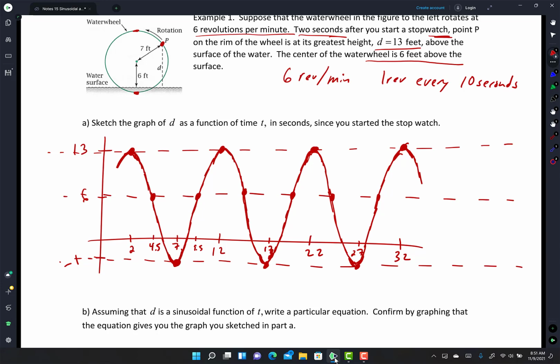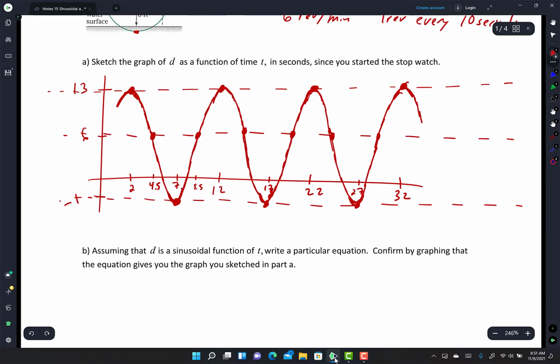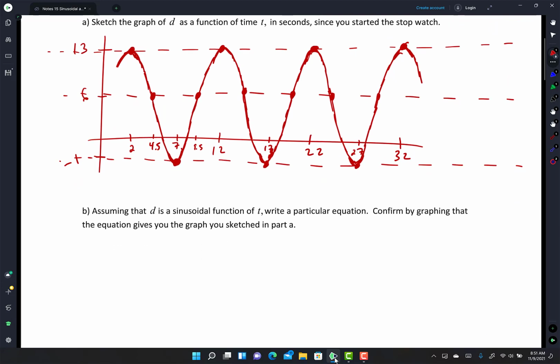And there it is, guys. Let's see what else they want. Letter B. Assuming that d is the sinusoidal function of t, write a particular equation, confirming by graphing that the equation gives you the graph you sketched in part A. All right, I can use any equation for sinusoids I want.